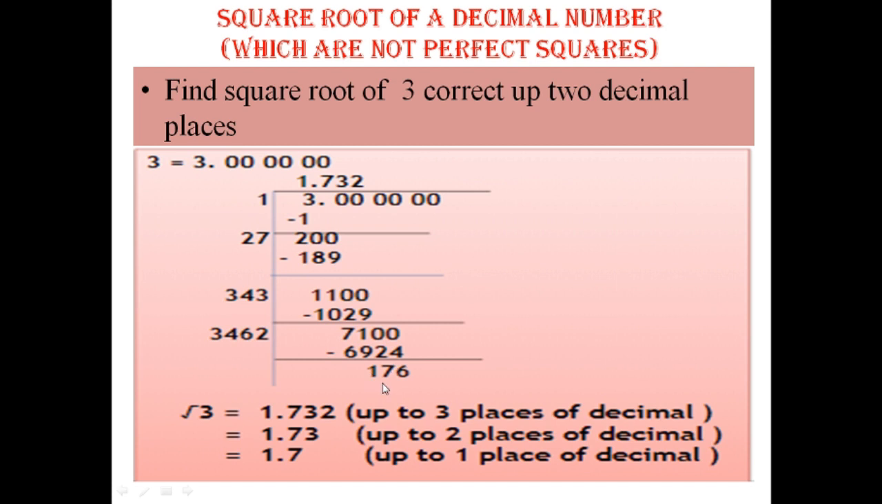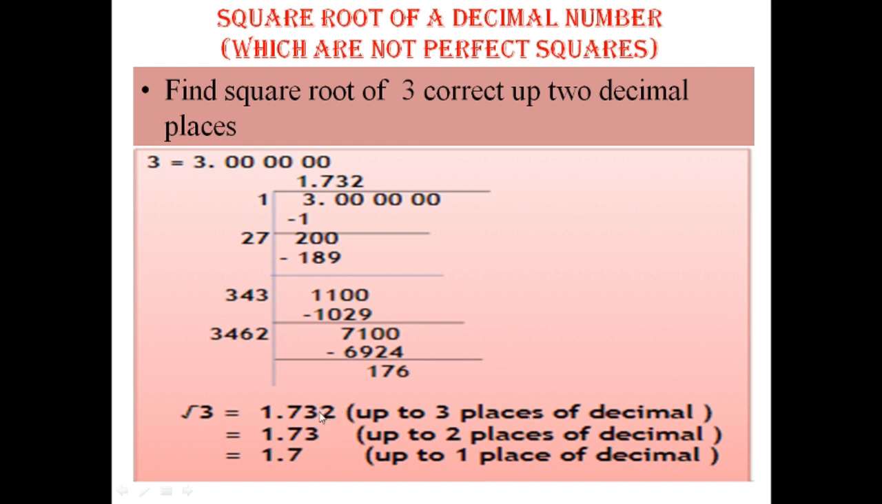Some number is left here. But according to the question, they asked for 2 decimal places, and we have found up to 3 decimal places. I will tell you why I have found 3 decimal places. Now write your answer: 1.732. The square root of 3 is 1.732. This is 3 places of decimal.